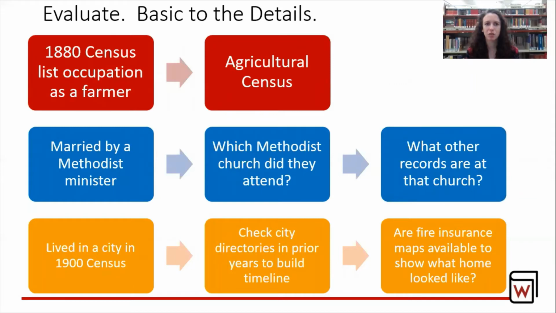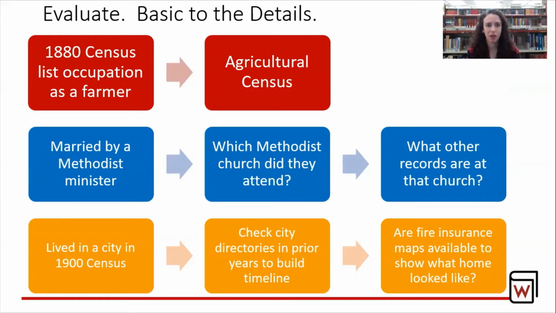As you look at the records, you want to evaluate what that information is telling you, and then what can you add to it to fill in more of the story. So if on the 1880 census, you see that your ancestor was listed as a farmer, what did he farm? Well, the agricultural census that was completed in the same year on a separate document might have the information about what type of livestock he was raising, what types of crops he grew, and possibly what happened to that. Was he manufacturing anything on his farm in addition to growing things? And so looking at those supplemental census records can help answer those types of questions and add more layers to your story.